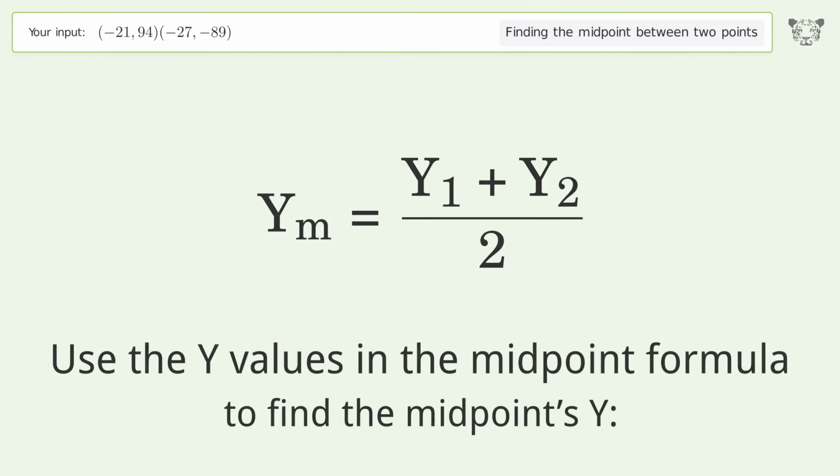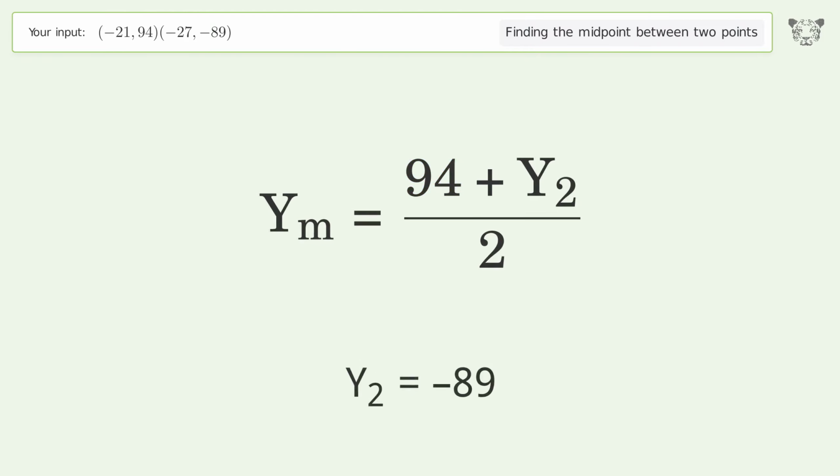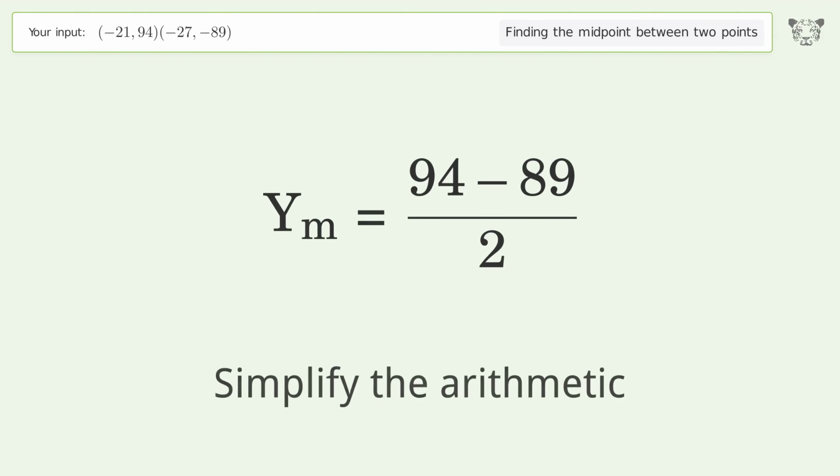Use the y values in the midpoint formula to find the midpoint's y. y1 equals 94. y2 equals -89. Simplify the arithmetic.